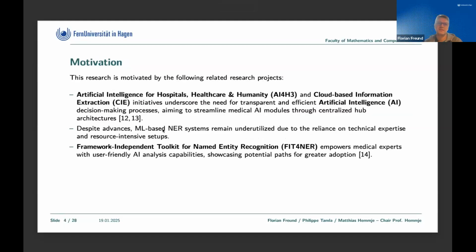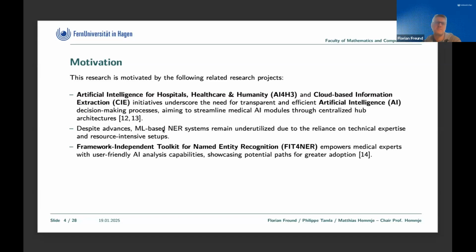The research is motivated by related research projects. There is the Artificial Intelligence for Hospitals, Healthcare and Humanity project, AI4H3, and embedded in this project, cloud-based information extraction. Those initiatives underscore the need for transparent and efficient artificial intelligence decision-making processes, and they aim to streamline the use of medical AI modules through a centralized hub architecture.